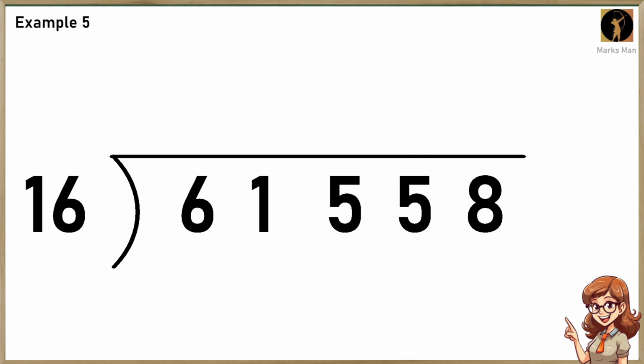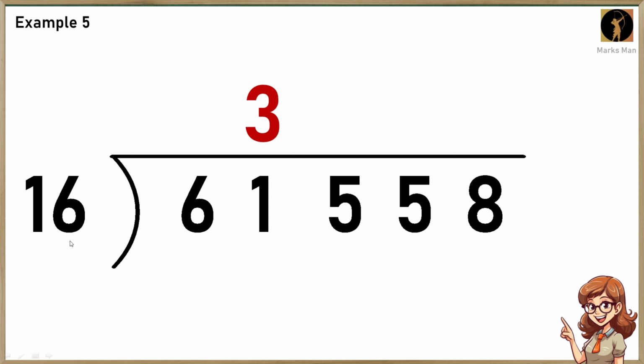Next example, here we have a 5-digit dividend again, divided by a 2-digit divisor again. So here, we cannot divide 6 by 16 since 6 is smaller than 16. So we need to use 61. And 61 divided by 16, that is 3. Since there's 3 16's in 61. And 3 times 16, that is 48. And if you subtract that from 61, the answer is 13.